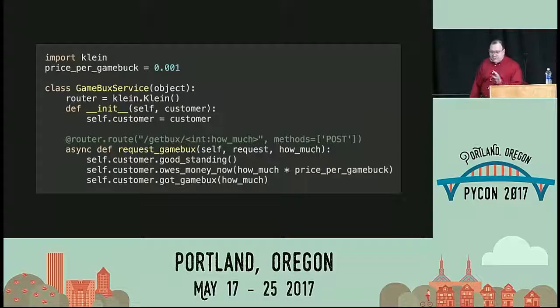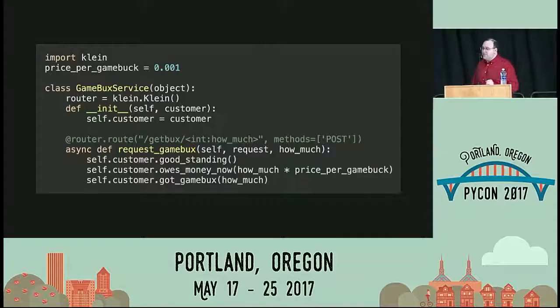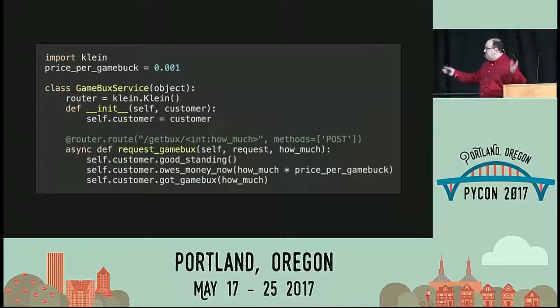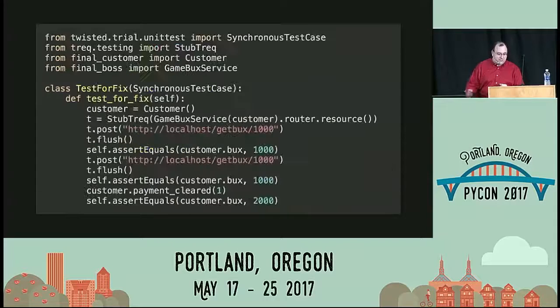So first, let's check out what happens with a broken implementation. This is the same bug, more or less, that we encountered at the beginning. We call good standing, but we don't wait for it to complete. So infinite money for Alice. She can call this request as many times as she wants. It'll check whether she's in good standing or not and do nothing with that result. It'll just proceed straight into getting game bucks. Her balance will go up and up and up, but not in time for us to actually charge her.